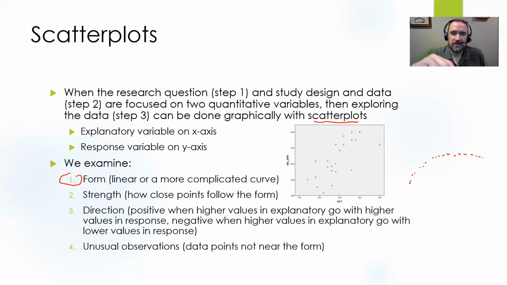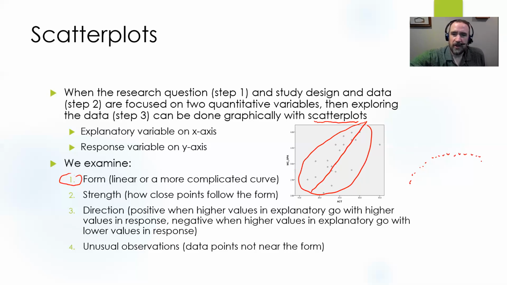After we've decided the form, then we can talk about the next 3. Strength is how close the points follow the form. So if I were to draw a line through here, how close or how far are my points from that form? The closer they are to the form, the stronger. So here, my points kind of spread out a little bit. Here, if I drew this curved form, the points would fall almost on it. This would be a super strong relationship, but not linear, of course.